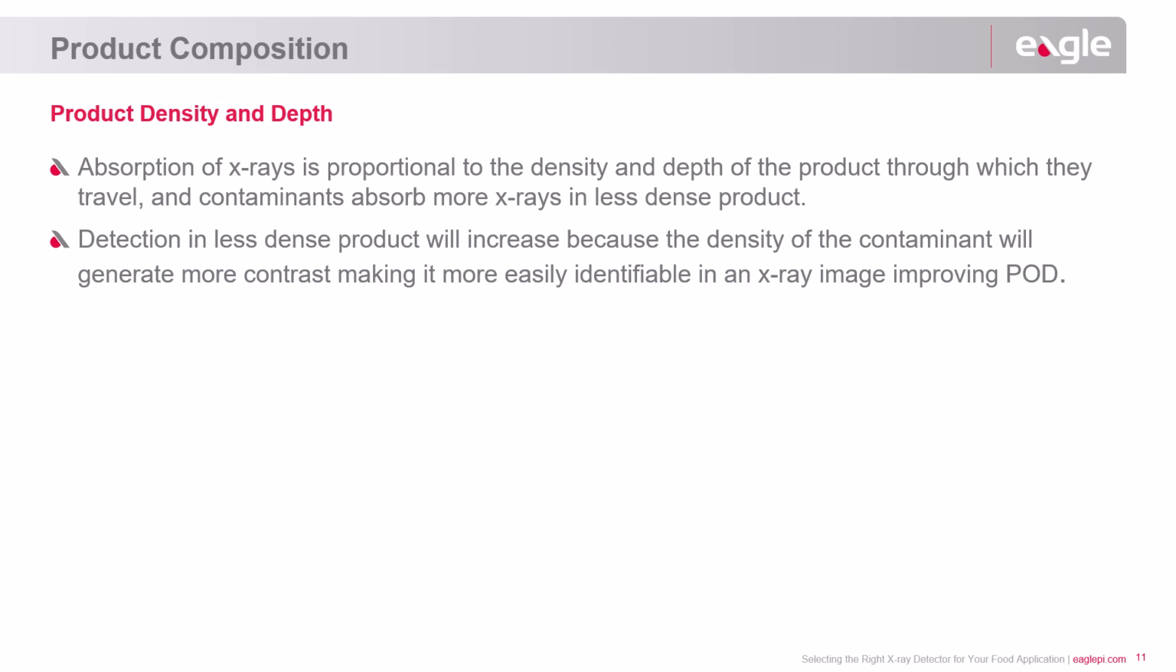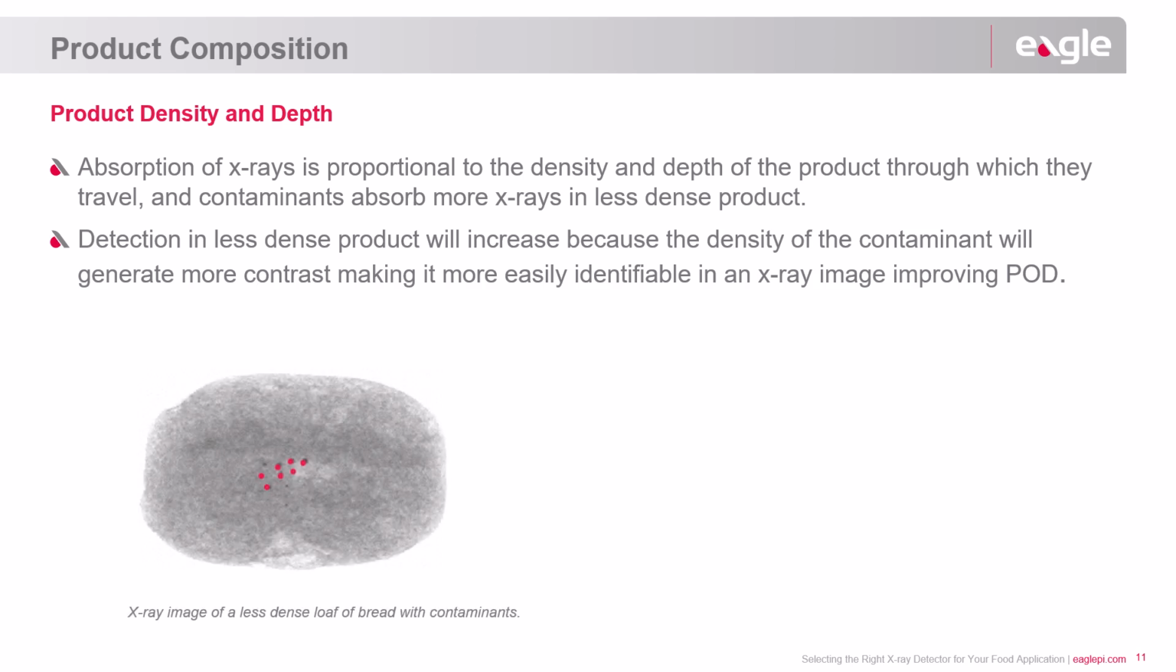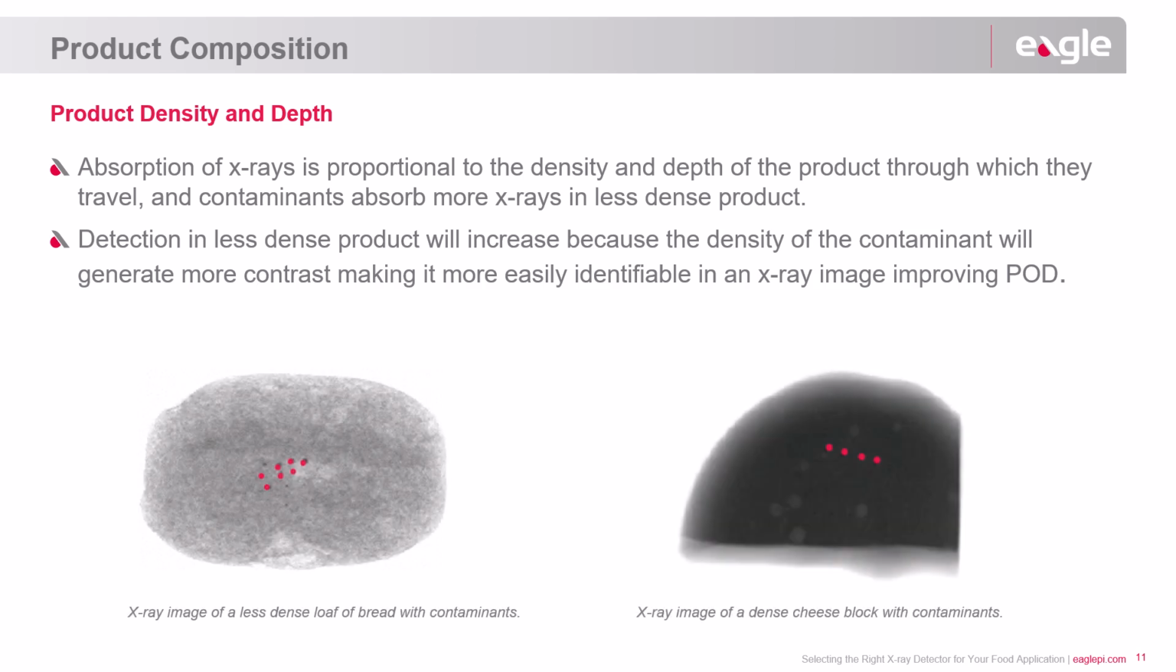In the provided X-ray images, both a loaf of bread and a block of cheese display contaminants. The cheese, which contains significant amounts of chloride, presents a darker image due to the increased radiographic density created by the salt. This phenomenon occurs because the chloride enhances the X-ray absorption, creating a darker image, even though the product is smooth. The less dense bread allows X-rays to pass through more easily. This results in a lighter image overall, with the contaminants appearing much darker against the background.